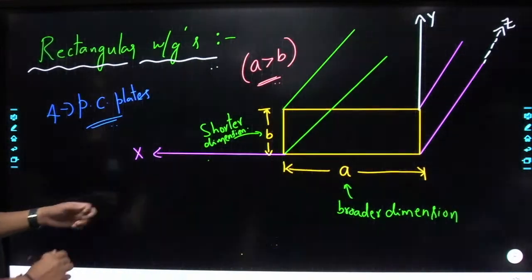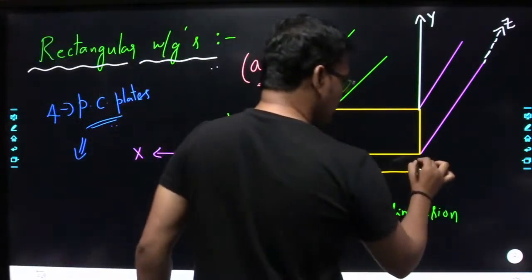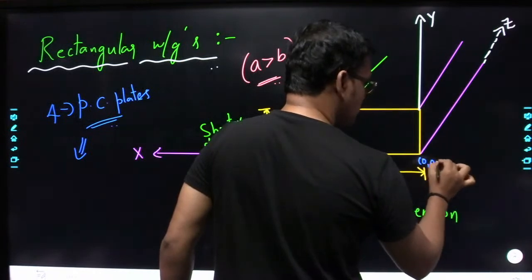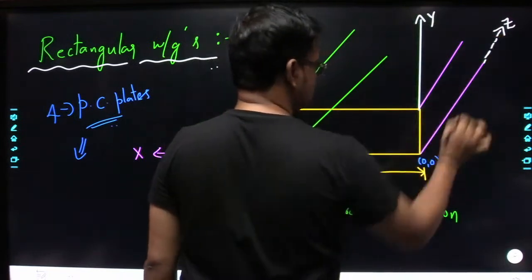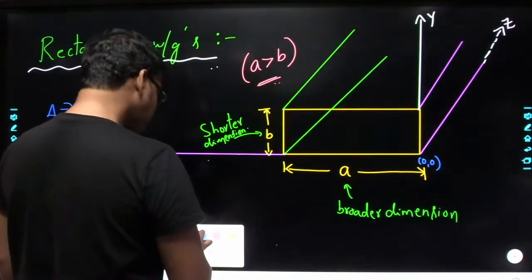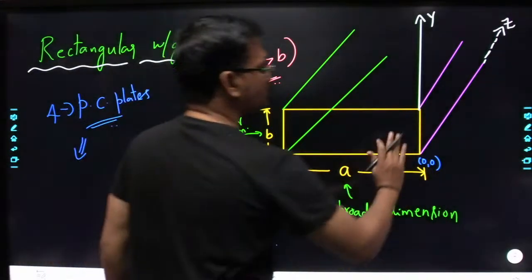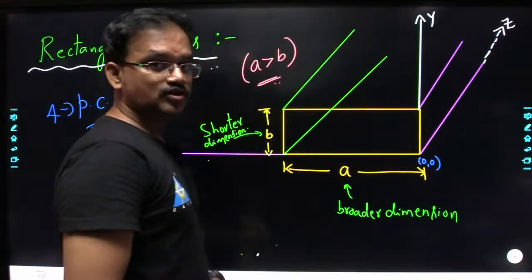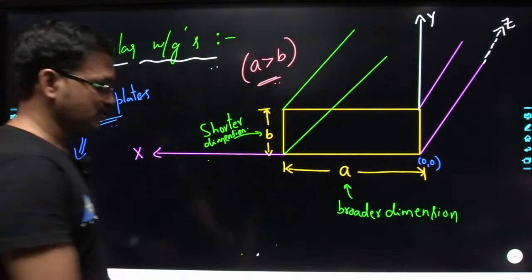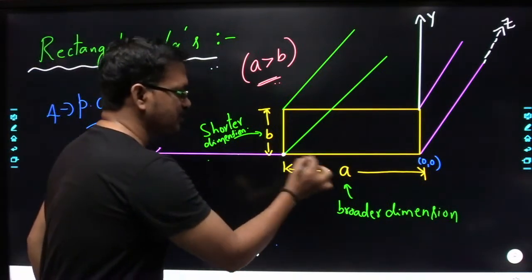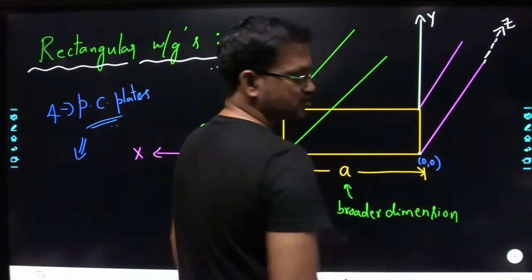What are those four conducting plates, and where are they placed? Let us say this location is 0, 0. This is the x axis, this is the y axis, and this is the z axis. At this location, what is the x value? The x value is equal to 0. As you move along this direction, the x value is going to increase. So at this location x is equal to a, and at this location x is equal to 0.